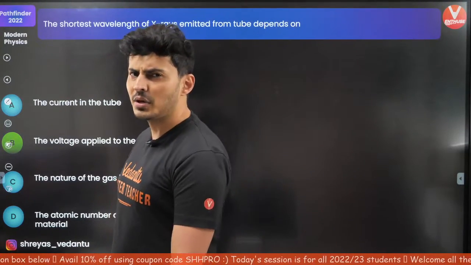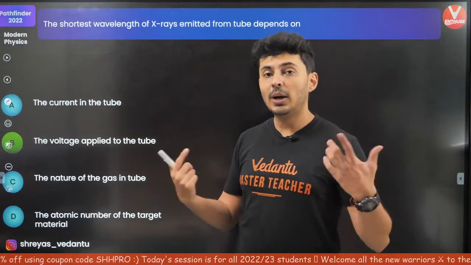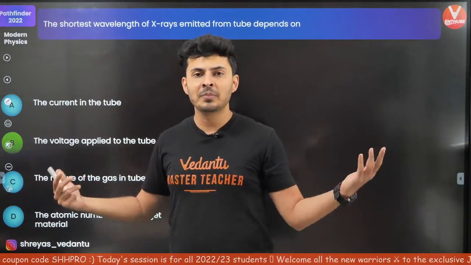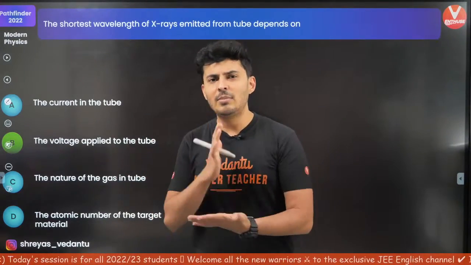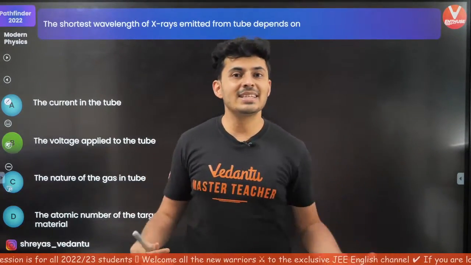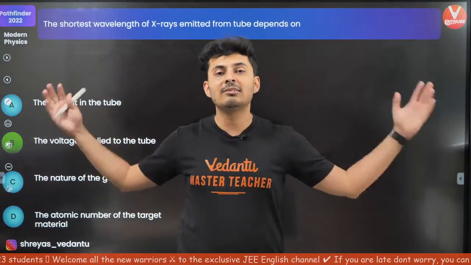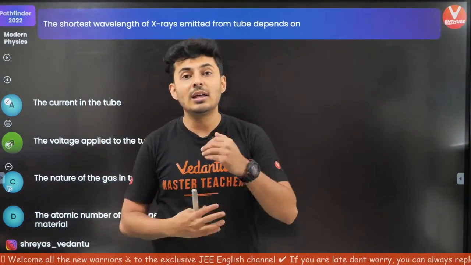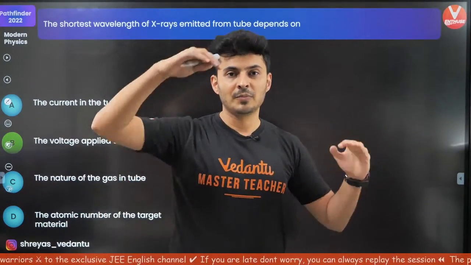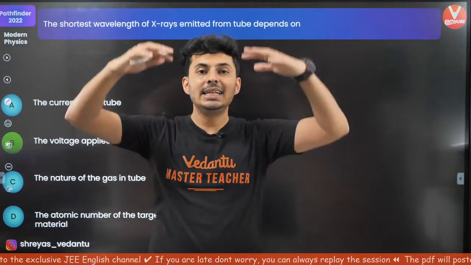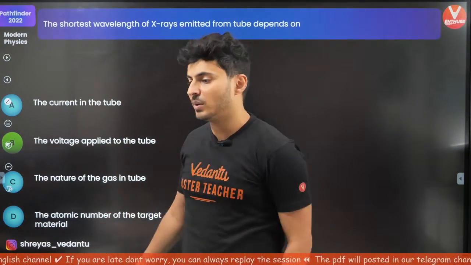Okay, if I ask you, what will the current do? If I increase the current, what happens? More electrons will come. If more electrons come, does that affect the lambda minimum? No. It will just increase the number of electrons, that will increase the collisions, that will just increase the X-rays. So the number of X-rays produced will be more, but it will not change the curve. It will just probably increase the intensity. More intense beam of X-rays will come. So that's what it does.